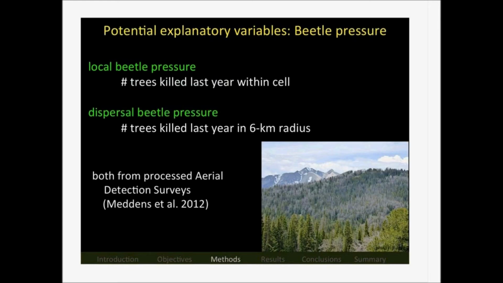For explanatory variables of beetle pressure, we had 2 variables. One was local beetle pressure, which was the number of trees killed last year within that 1-kilometer cell. And second was dispersal beetle pressure. That's the number of trees killed last year in a 6-kilometer radius outside of that focal cell. We wanted to separate the effects of beetles developing locally or those coming in from somewhere else. And these again come from the aerial detection survey data.